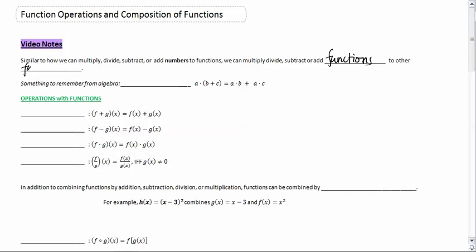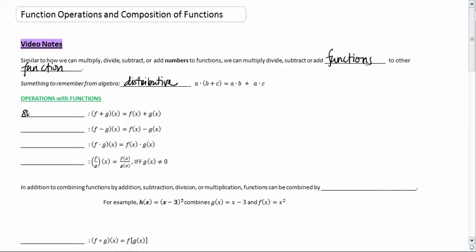We know that we could take some function and add 5 to it, or we could take some function and divide it by 2. In that same respect, we can also take one function and multiply it by another function and use that as our operation. Something to remember from algebra before we go on is the distributive property. The distributive property says that A times some quantity B plus C is equal to A times B plus A times C. That works very similarly to the way that we will be looking at these functions and what they are equivalent to. So let's start.